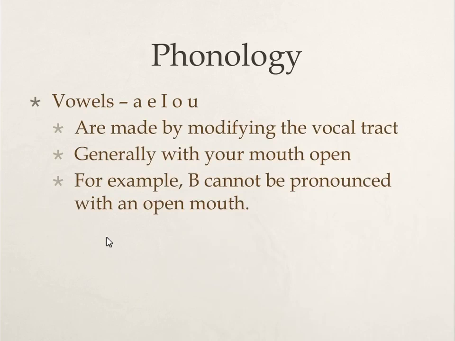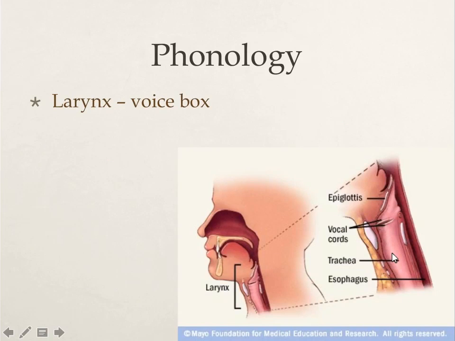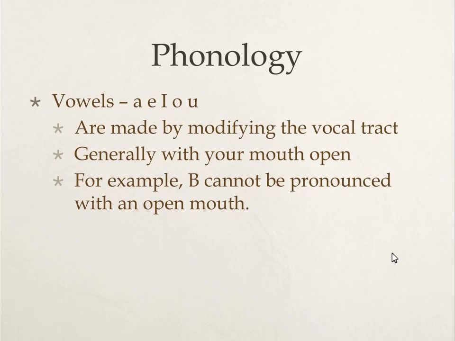And so we're going to break this into vowels. Vowels, so A, E, I, O, U, are modified by moving the vocal tract here, and they're made with the mouth open. So if you hold your hands here, about where your lymph nodes would be, and just say A, E, I, O, U, you can feel the vocal tract moving. So what's happening is this is changing here, and the shape is moving, generally always made with your mouth open.